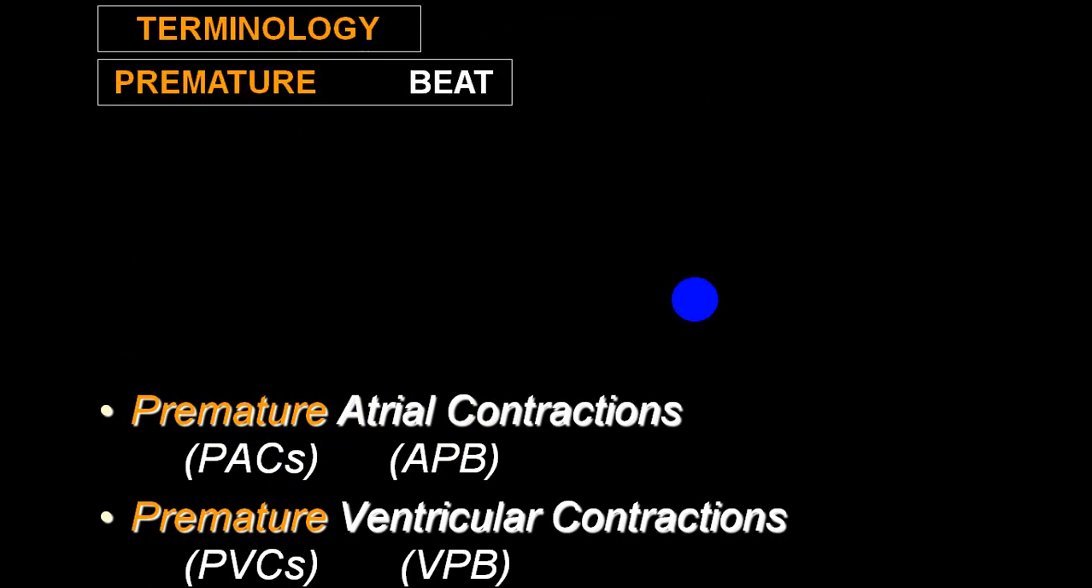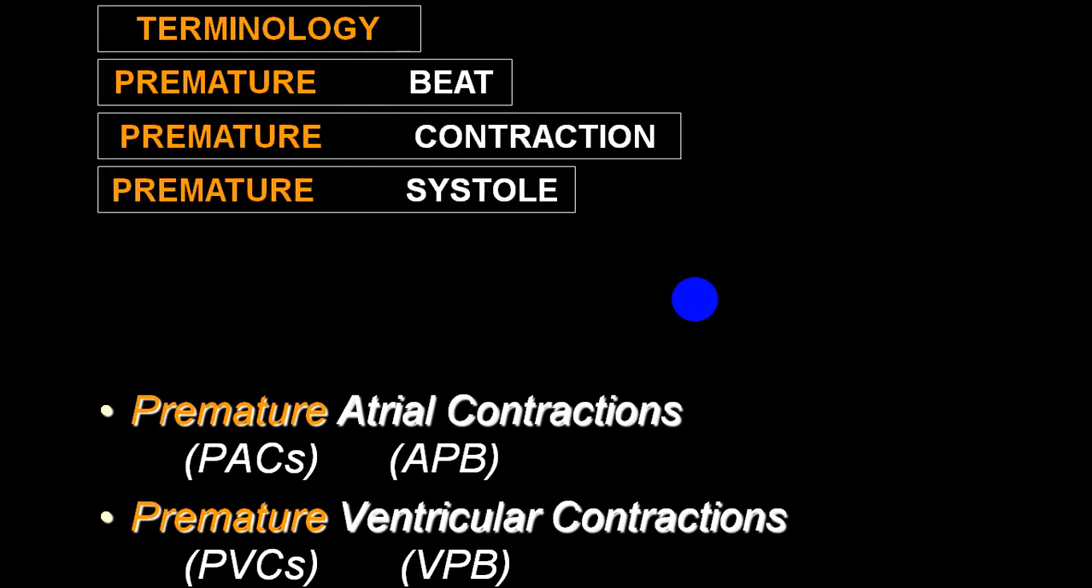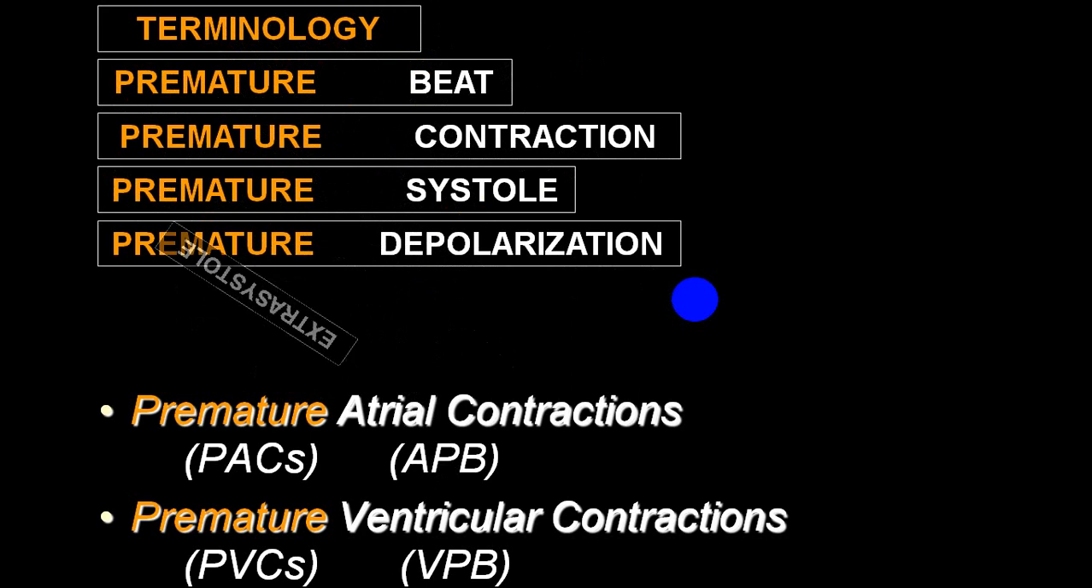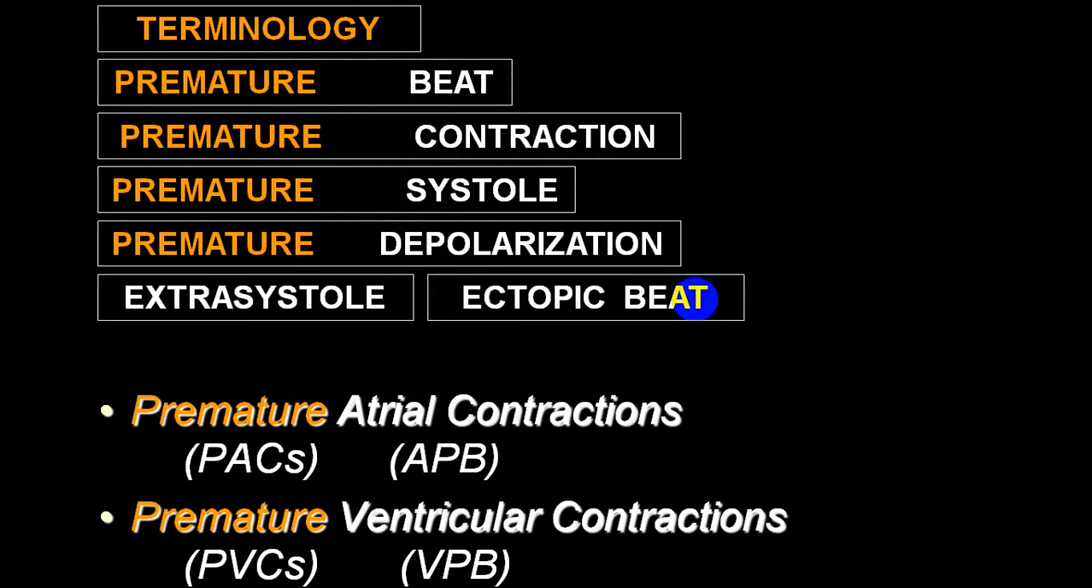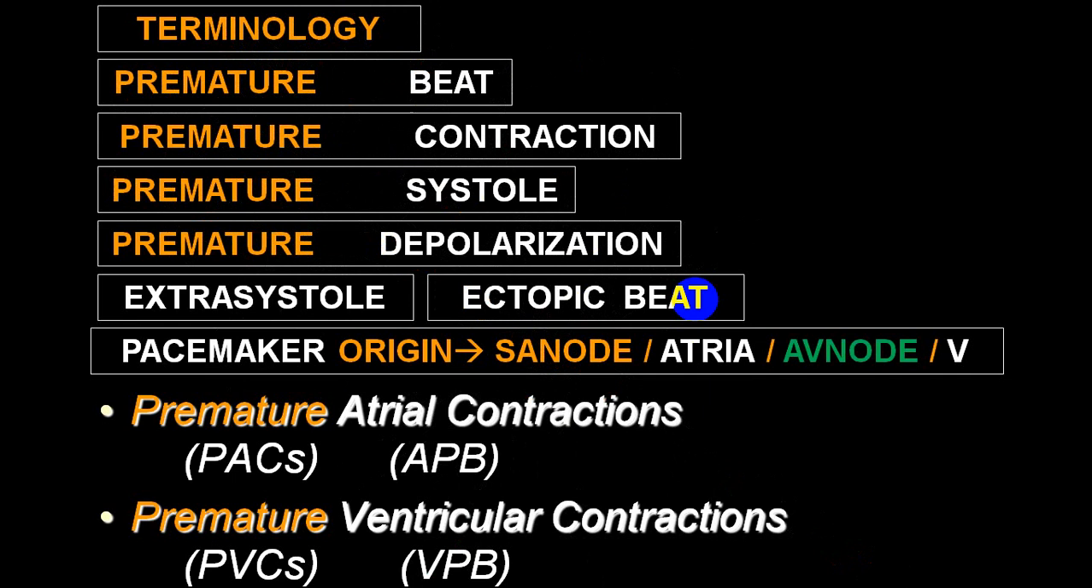So these premature beats are also called premature contractions, premature systole, premature depolarization, extrasystole, ectopic beats. Depending upon the pacemaker, we call them sinus, or atrial premature beat, atrial premature contraction, atrial premature systole, atrial ectopic beat, nodal ectopic beats, ventricular ectopic beats, ventricular extrasystole, atrial extrasystole, etc. These are the different terms. But the most common words being utilized are premature atrial contraction or atrial premature beat, premature ventricular contraction or ventricular premature beats. Or sometimes they use ectopic beats as a terminology. But the commonly utilized term is premature beats.